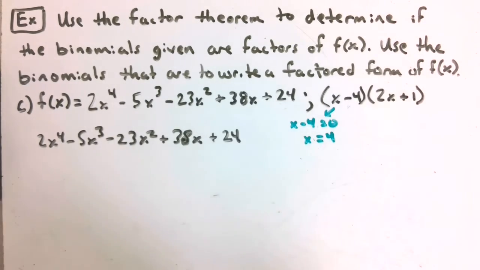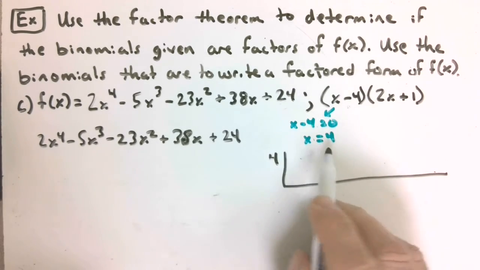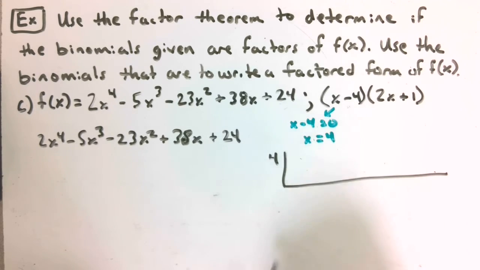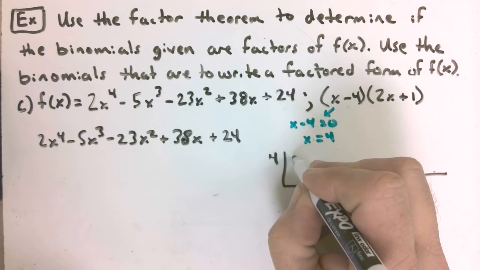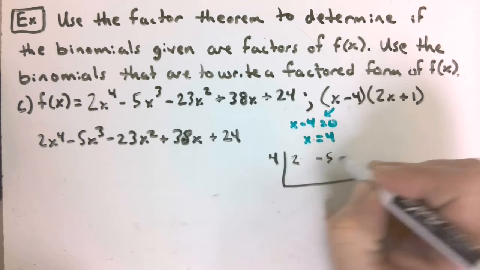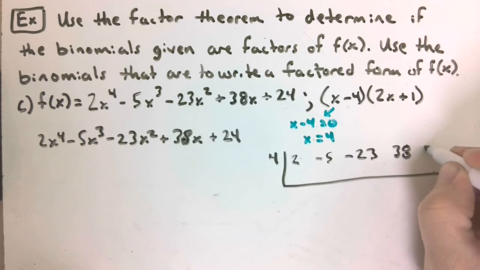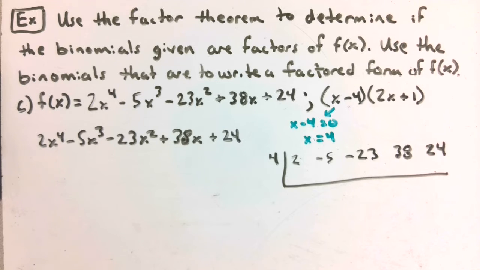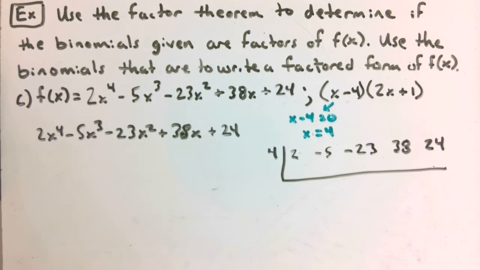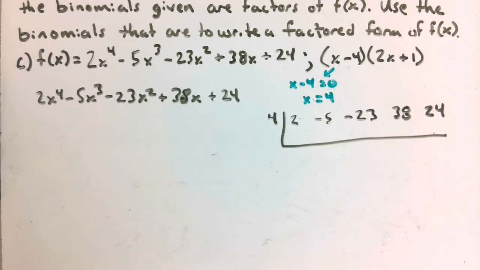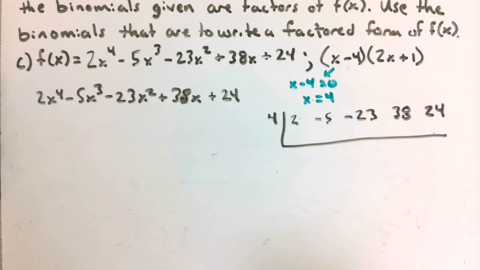So when I set up synthetic division and check this x minus 4 out, the number I'm putting out in front is a positive 4 because of that x minus 4. For our original, we do have all of our powers of x, so I don't need any zeros there. Simply a 2, negative 5, negative 23, 38, and 24 is all we need. All right, so let's do the synthetic division. If we get a remainder of 0, then x minus 4 is a factor. If we get any other number, then it's not.